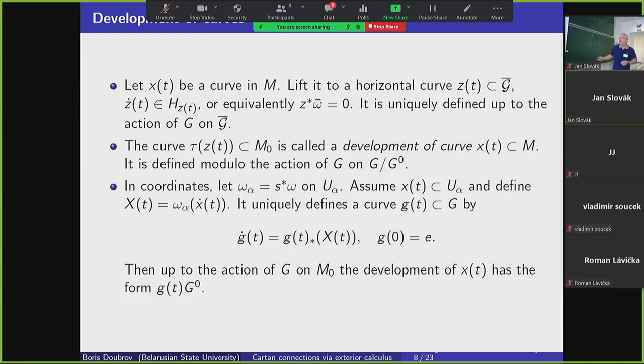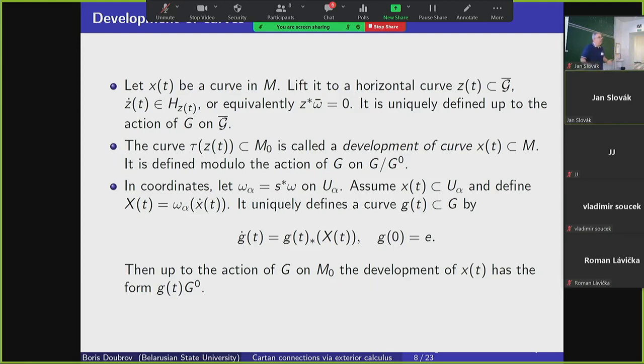But now an easy exercise, and that's a good exercise for tutorials. If one wants to do some exercises, it is to show that actually the development of our curve x of t is exactly given by the action of this curve g of t in the Lie group on the origin. So it's g of t, g0.